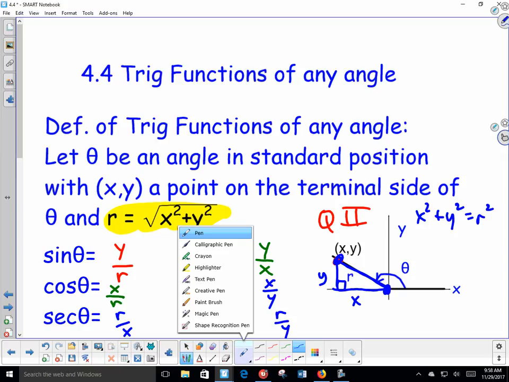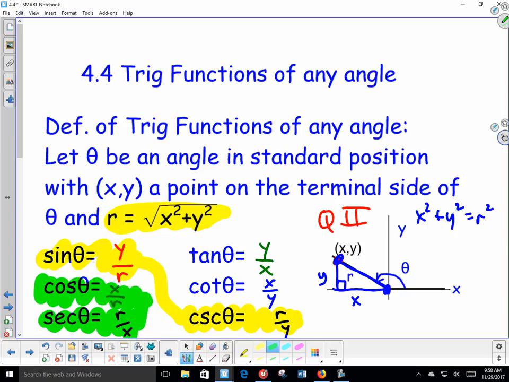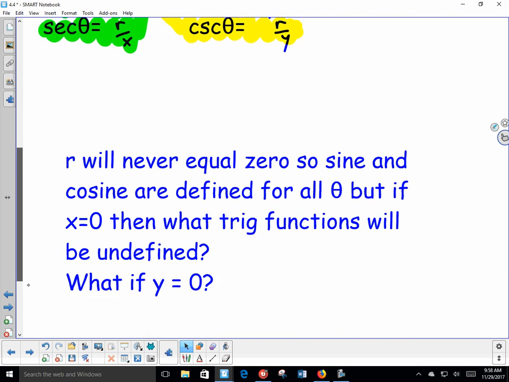So let's remind ourselves of what our reciprocals are. Sine and cosecant are reciprocals. Cosine and secant are reciprocals. And tangent and cotangent are reciprocals. Everybody agree? Okay? All right. So those are our definitions that we're going to be working with.